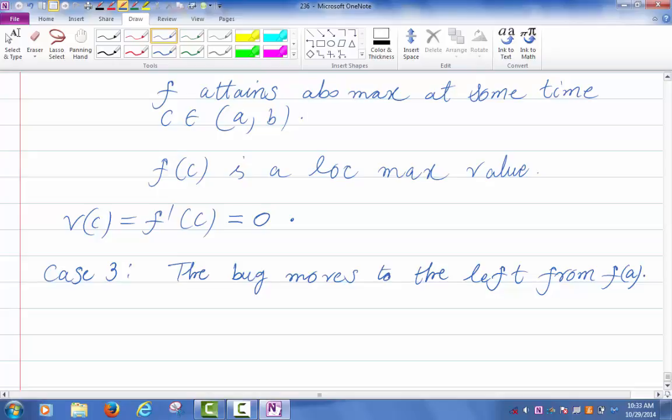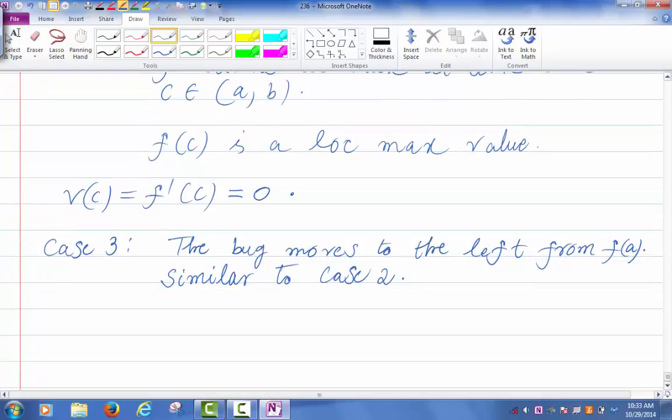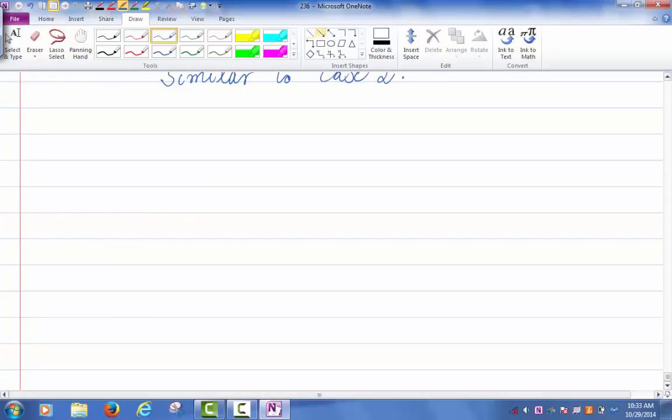And the proof goes the same way. At the smallest position, that's the smallest value of the position function, which means that's the minimum value. And that's the local minimum value. And at the local minimum value, again, you have a critical point. And the derivative must be 0 there. Is that making sense? So the proof is similar to case 2, except that instead of maximum value, you're talking about minimum value, similar to case 2.